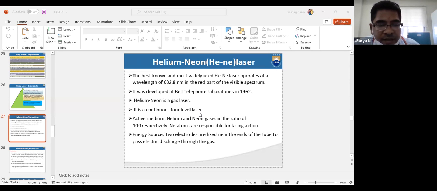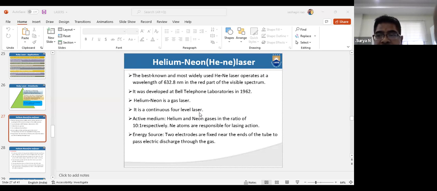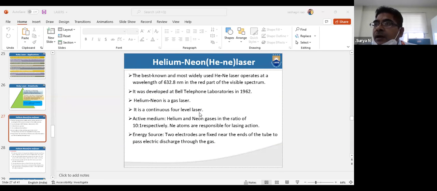So helium neon laser is a gaseous laser, and moreover, it is a continuous 4-level laser. Whereas solid state laser, ruby laser, is nothing but the 3-level system. That is, ruby laser is a 3-level system, whereas this gas laser or helium neon laser is a 4-level system.